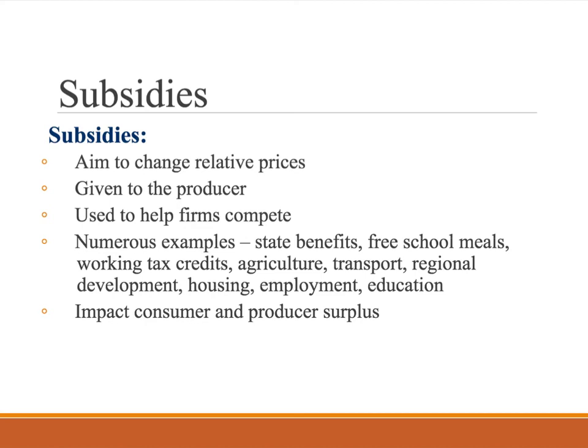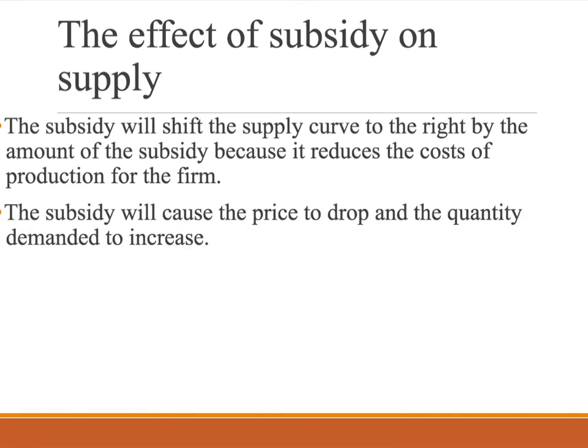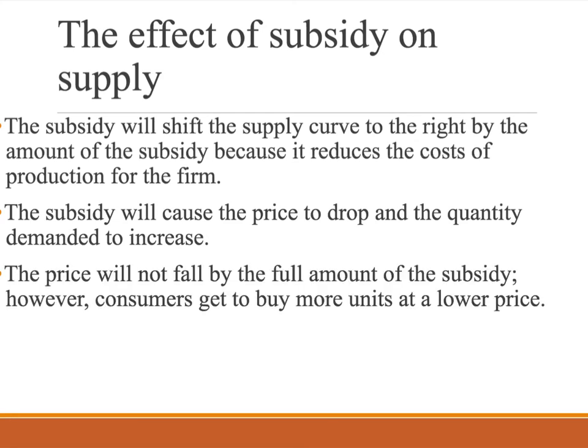It impacts consumer and producer surplus by expanding them both. The subsidy will shift the supply curve to the right by the amount of the subsidy because it reduces the cost of production for the firm. The subsidy will cause the price to drop and the quantity demanded to rise. The price will not fall by the full amount of the subsidy. However, consumers will get to buy more units at a lower price.